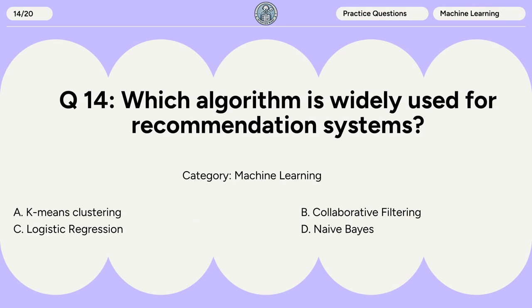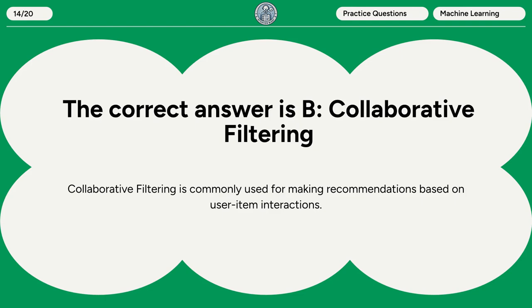Question 14. Which algorithm is widely used for recommendation systems? A. K-means clustering. B. Collaborative filtering. C. Logistic regression. D. Naive Bayes. The correct answer is B. Collaborative filtering. Collaborative filtering is commonly used for making recommendations based on user-item interactions.